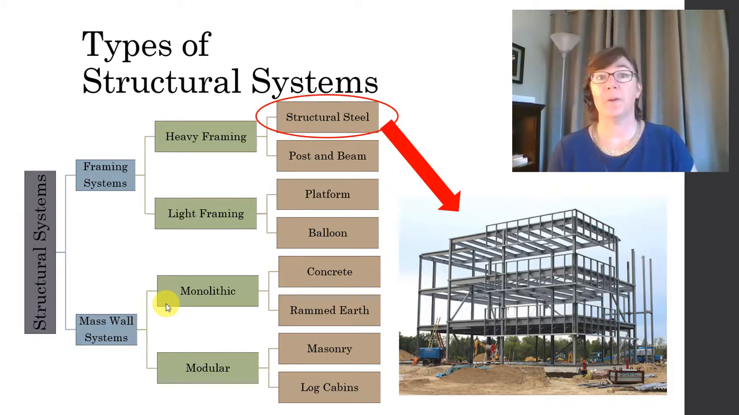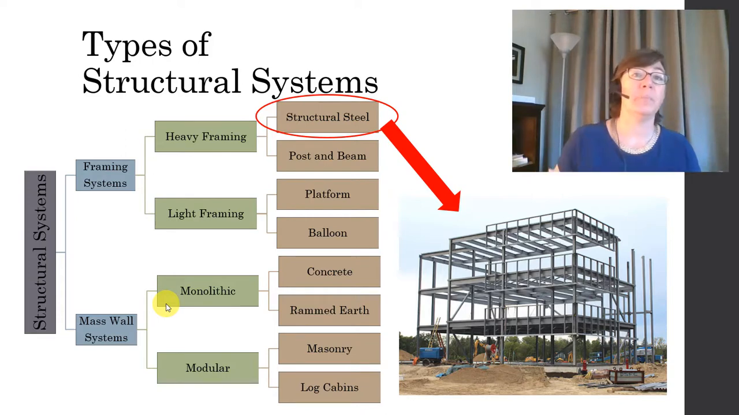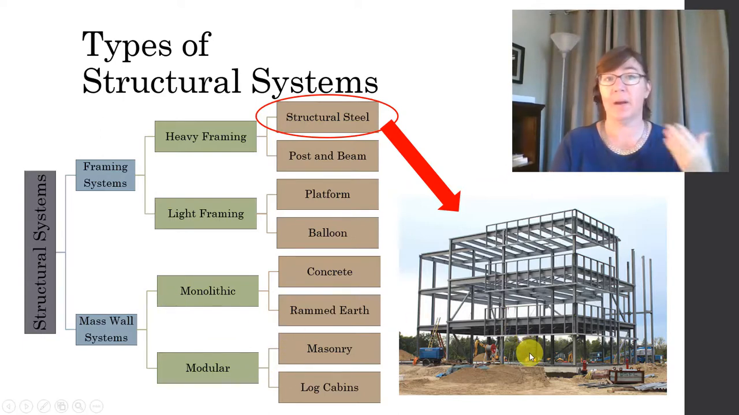The first one we're looking at is a structural steel system. You're going to see this in larger buildings, high rises, skyscrapers. Probably not so much, although every now and then there's a structural steel beam, in residential. So it looks like this. They are large steel pieces. These are your I-beams and your steel columns, etc.